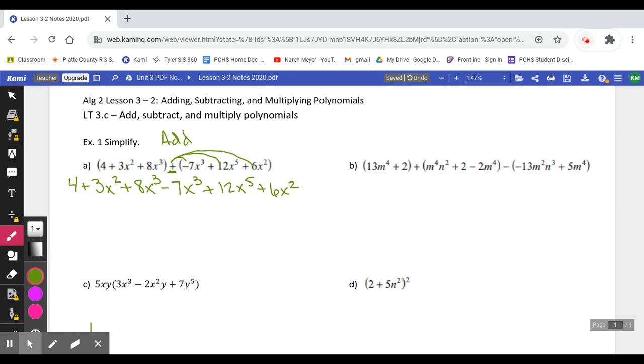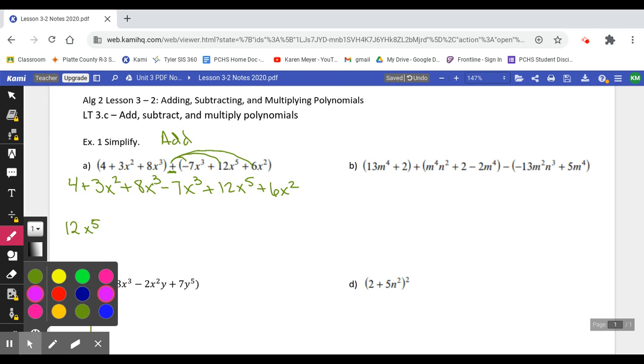And then from here, we're going to just combine like terms. And when you're doing this, you always want to start with the highest exponent first and then work your way down. So my highest exponent is x to the 5th. So I got 12x to the 5th. I don't have anything to add to that, so I leave it alone.